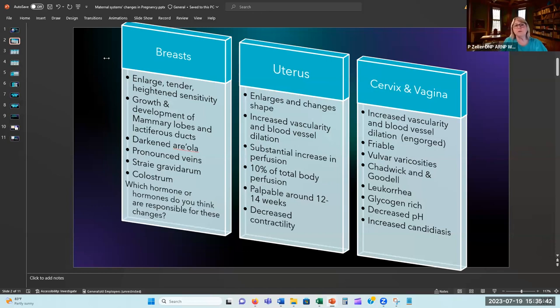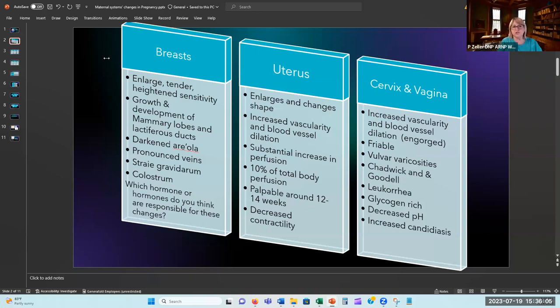So the breast, as you can imagine, progesterone and estrogen enlarge the breast, and the lactiferous lobes are beginning to develop right away. Those are the lobes that help manufacture milk. So all that is changing. The mammary lobes is what I was talking about.